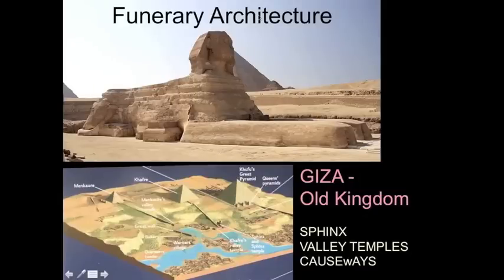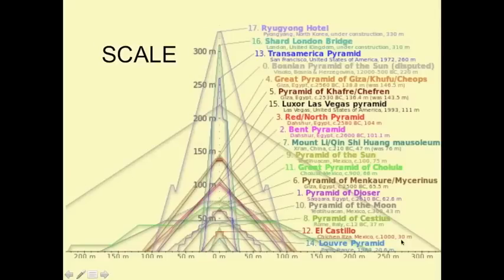We also see the Sphinx. Here's the Sphinx. Just to give you a sense of the scale, this is the Great Pyramid in Giza. And this is, nobody's probably been to North Korea, so you don't know what that is. This is some crazy hotel they're building there. But right underneath it is the Shard in London, a Norman Foster building that's just recently constructed.